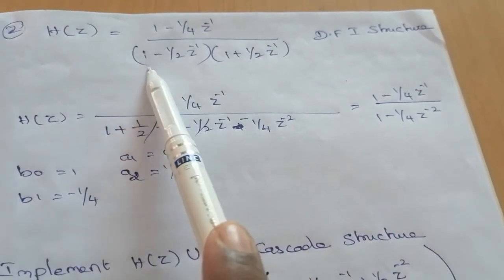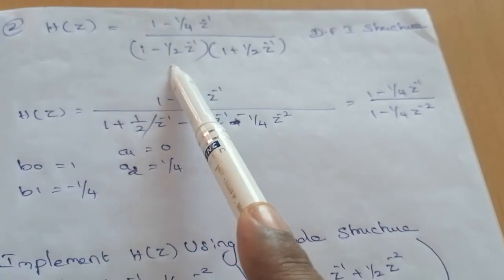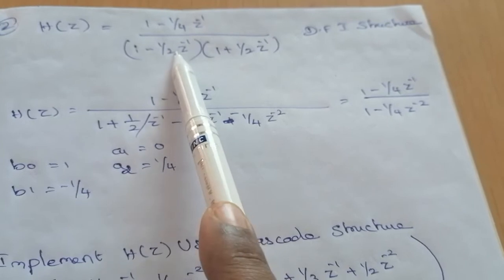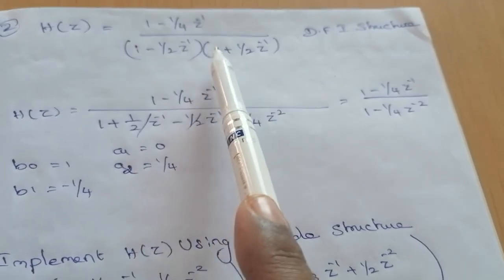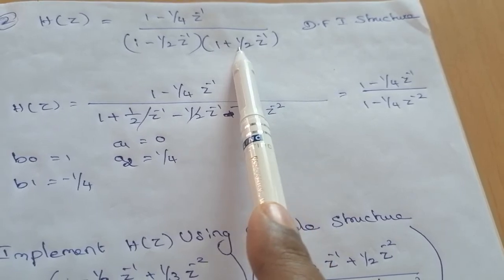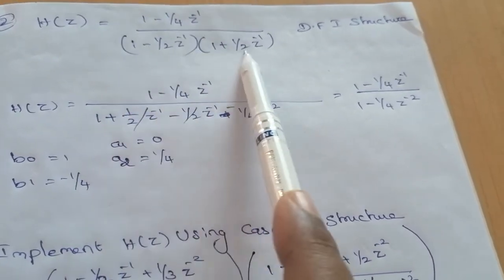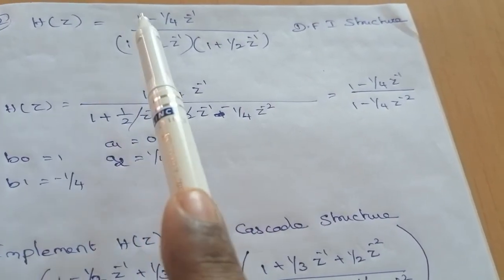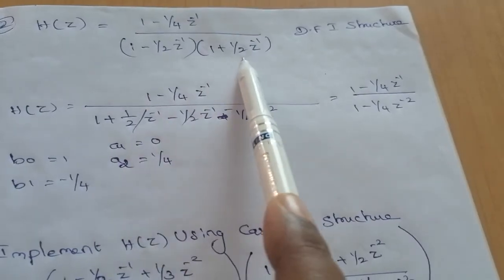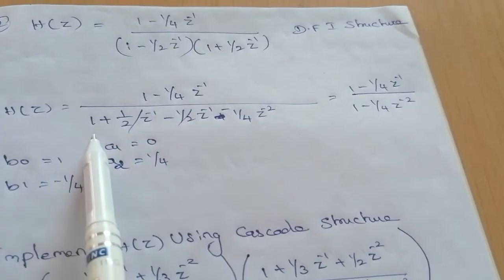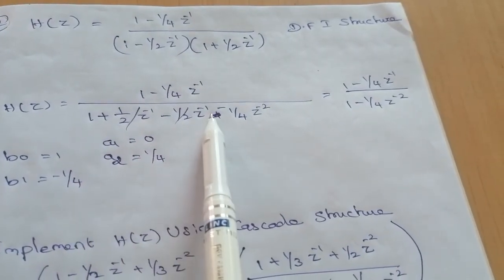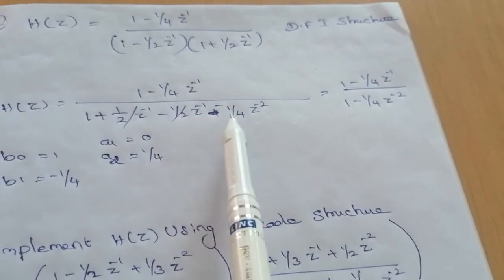But here the denominator function is given in terms of the cascade structure, which is suitable for the cascade realization structure. But in direct form 1 structure, we combine these two terms into a single term, right? So for that you simplify these two terms like this. That is, the 1 is multiplied with this term and minus 1 by 2 is multiplied with this term. So we get 1 plus 1 by 2 z inverse minus 1 by 2 z inverse plus minus 1 by 4 z power minus 2.